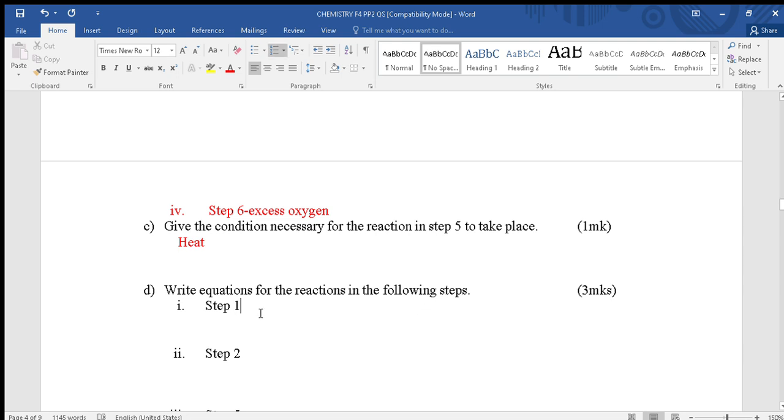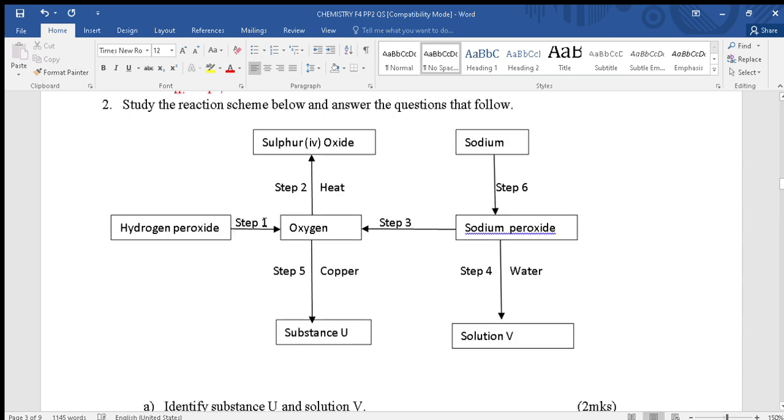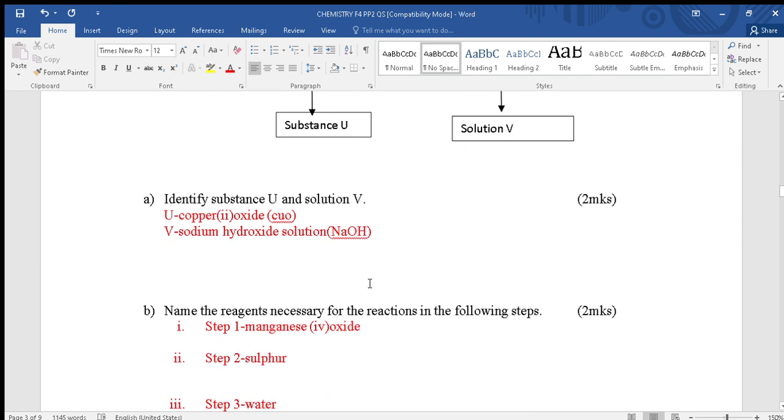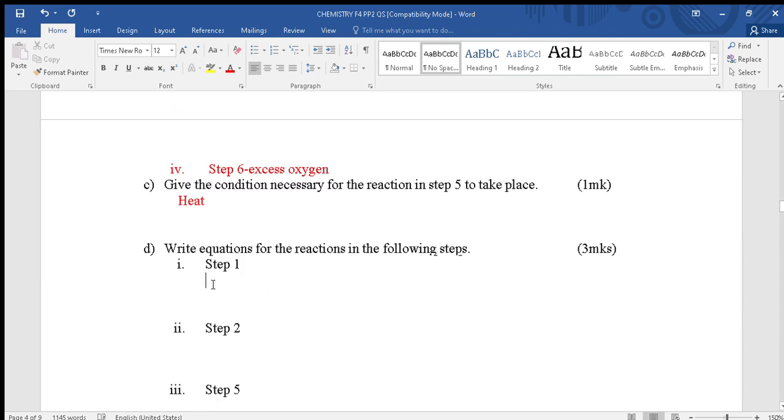So I'm going to start with step 1. We're going to start by writing the equation in step 1. In step 1, hydrogen peroxide is reacting in presence of, I told you, manganese oxide, and then you form oxygen gas and water. So you're going to write that equation here. In step 1 we are having hydrogen peroxide, which is H2O2. Remember, hydrogen peroxide is a liquid, so you have to note that. And it is reacting in presence.